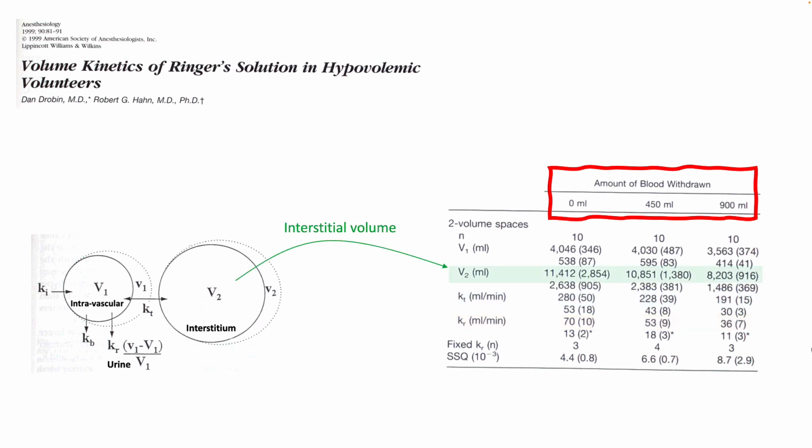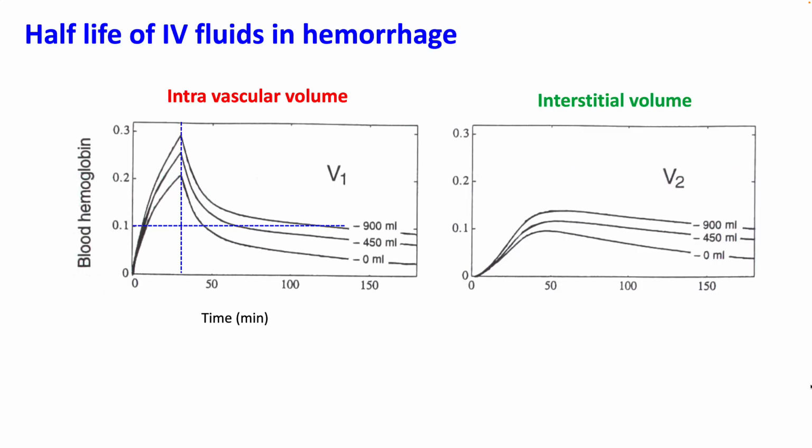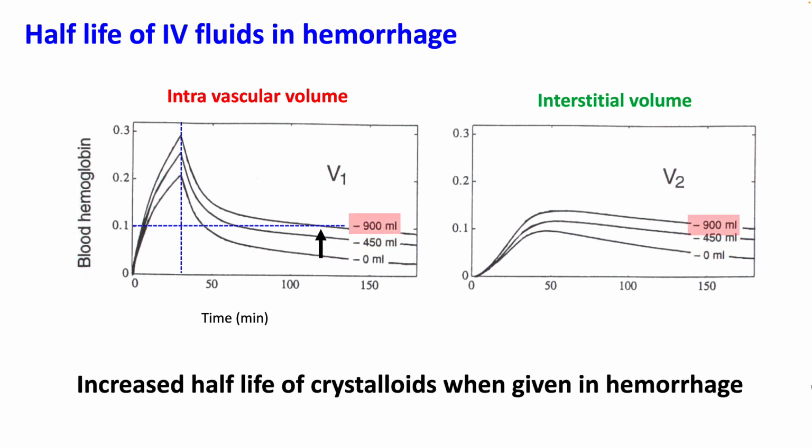Your interstitial volume decreases so as to replenish your intravascular volume. You can see that the intravascular volume remains constant before it starts dropping off when more blood is withdrawn. If you give fluid in these patients, you can see as you increase the amount of bleeding, the half-life of the ringer lactate keeps on increasing.